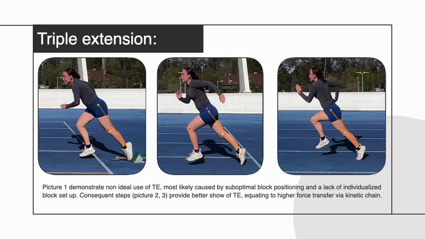However, we can see that in the second and third photos, it's a much better use of the kinetic chain. So this could signify that the exit off the blocks wasn't as smooth, and therefore the first step wasn't as good compared to the later ones.